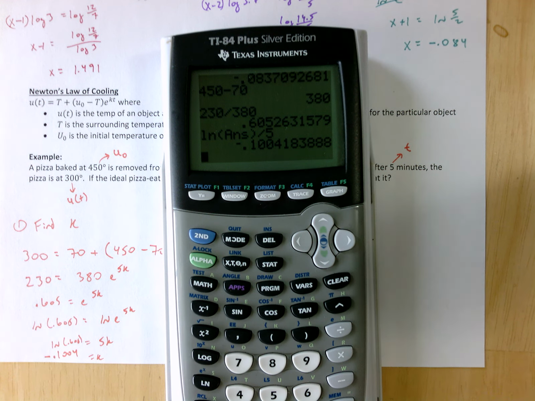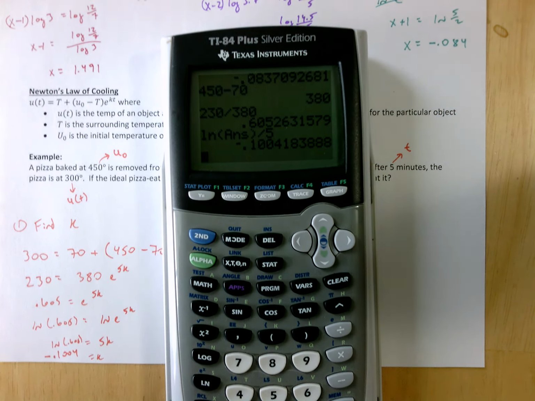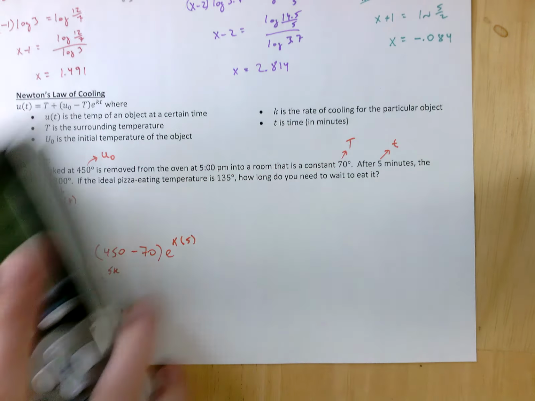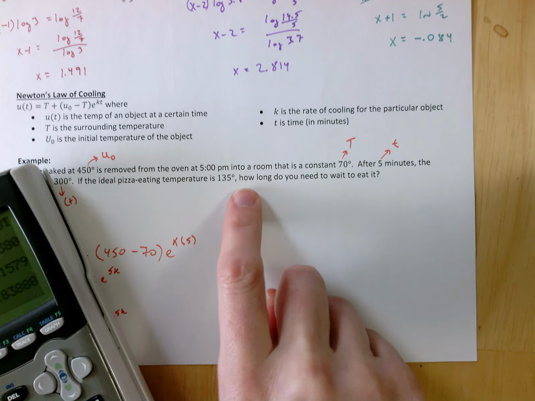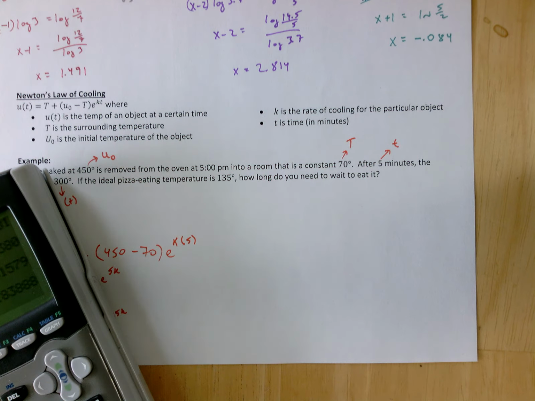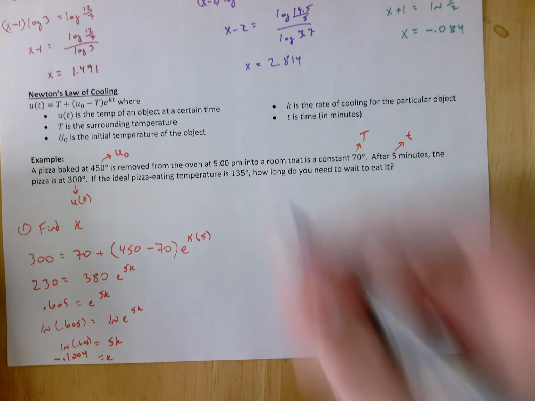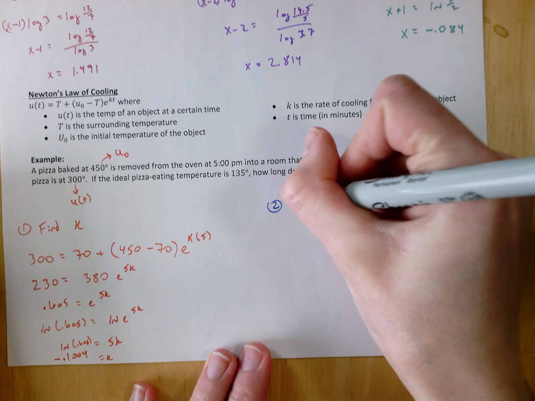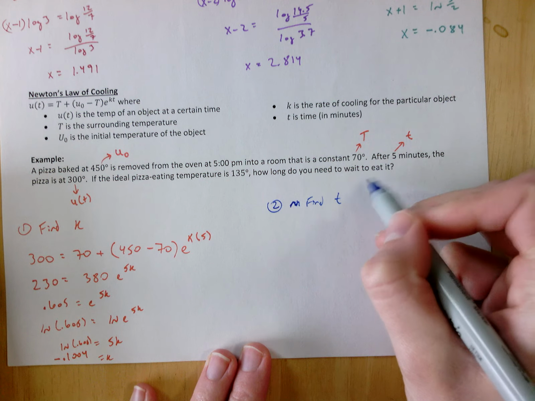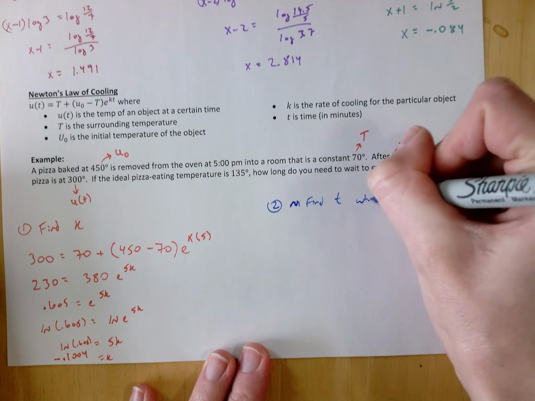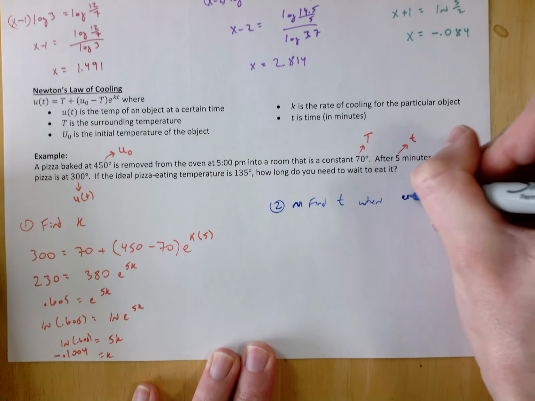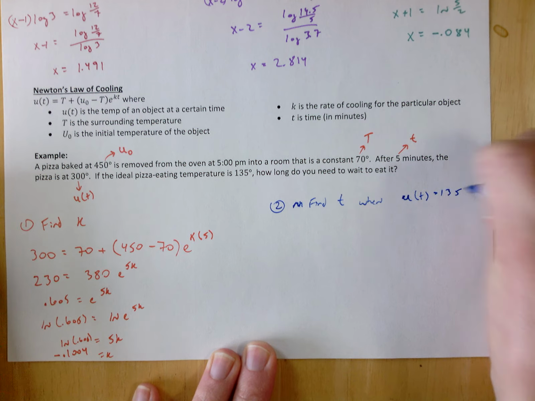Now, we have not actually answered the question yet, right? Because the question didn't ask us what's the k value. The question asked us, if we want it to be at 135, how long do you need to wait? Okay, so now that we know this, now we can go back and do the second part of our problem. So step number 2 is now we're going to find t. So find the time. How long do you have to wait to eat it? When our new temperature, that's u of t, is 135.